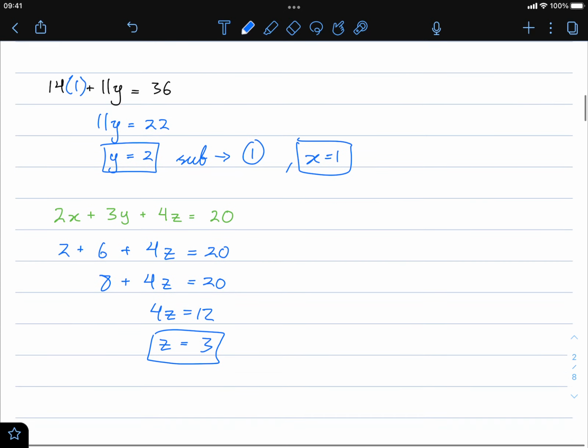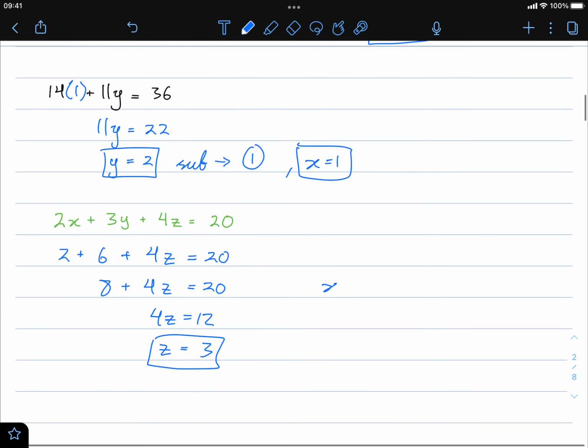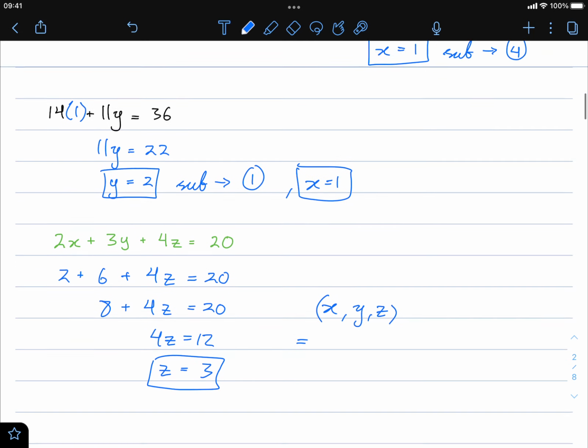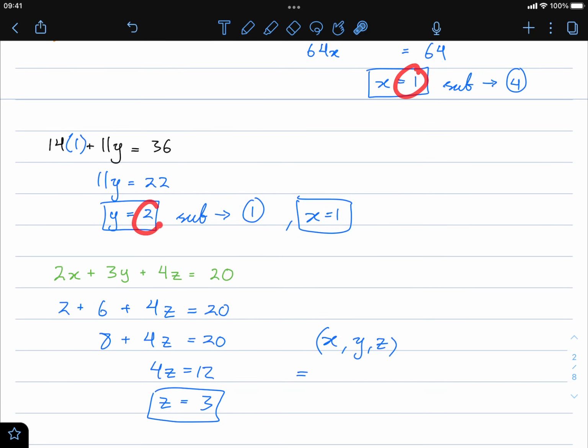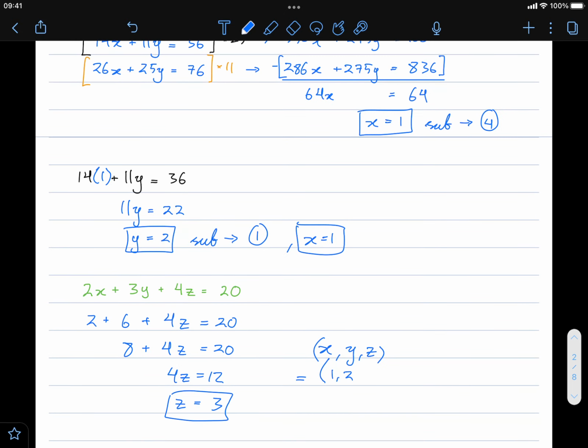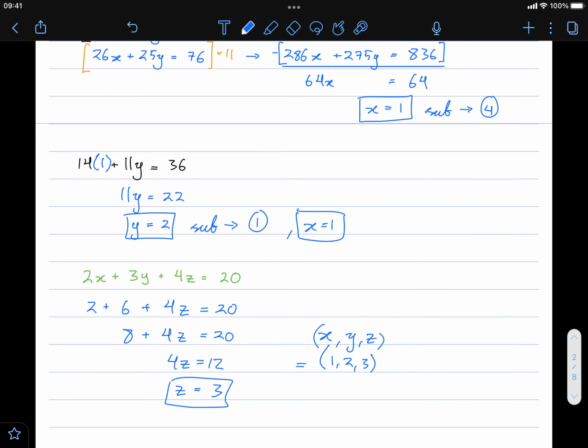So our solutions are, in x, y, z form, it is going to be 1, 2, 3. And there we have it.